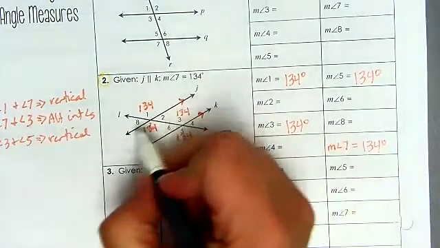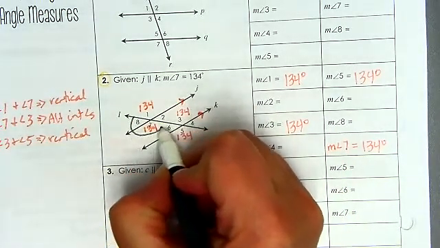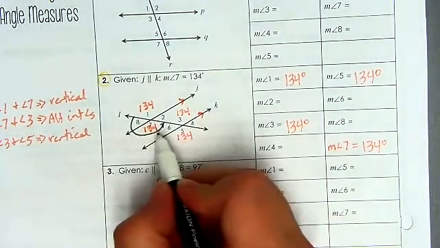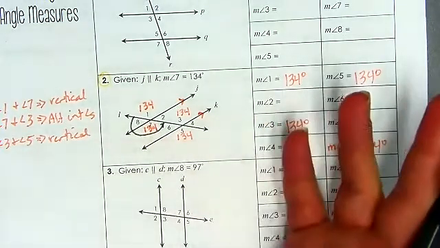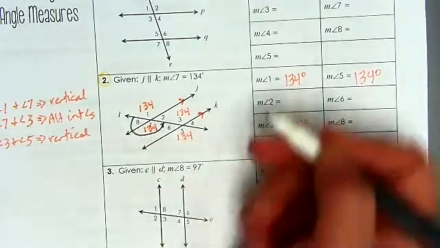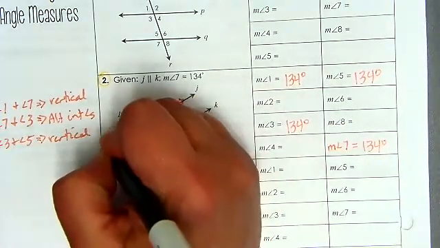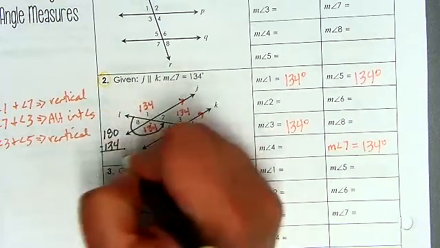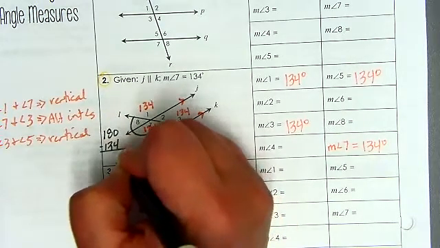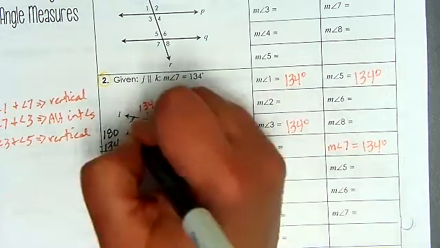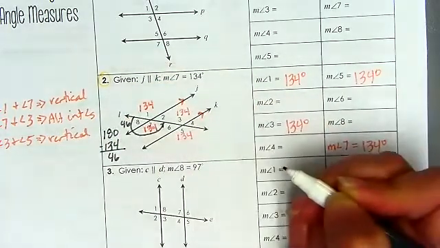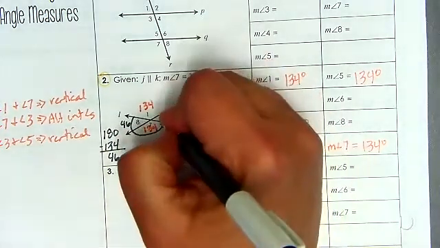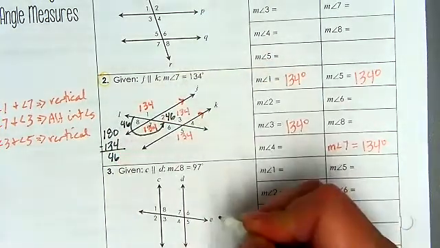Okay, so when I look at this, I see that these two angles together make a straight line. So that means these two equal 180. So I can do 180 minus 134, which gives me 46. So I know that 8 is 46. Well, if 8 is 46, by vertical angles, 2 is 46.